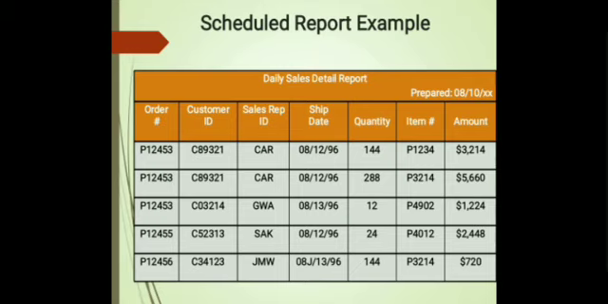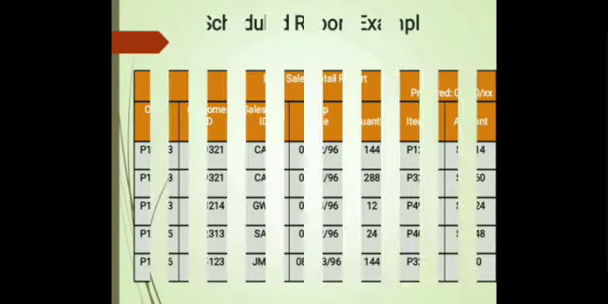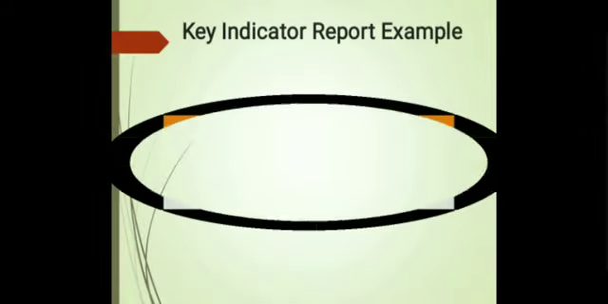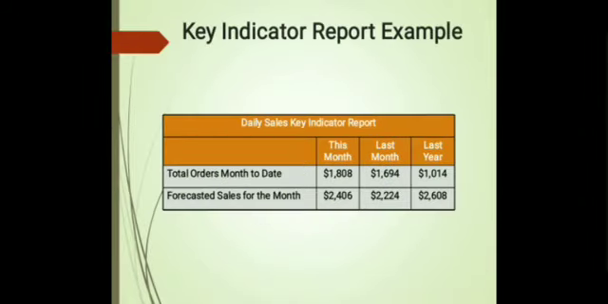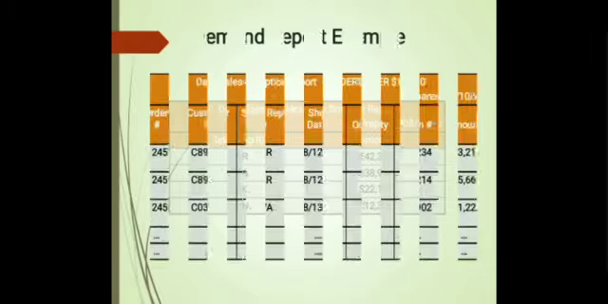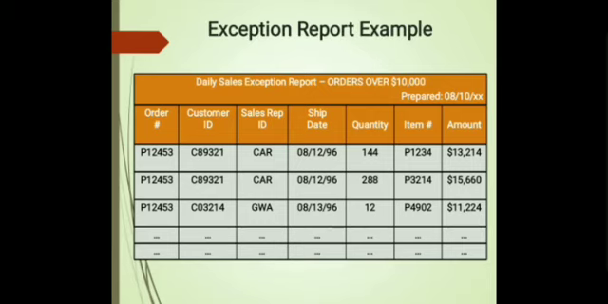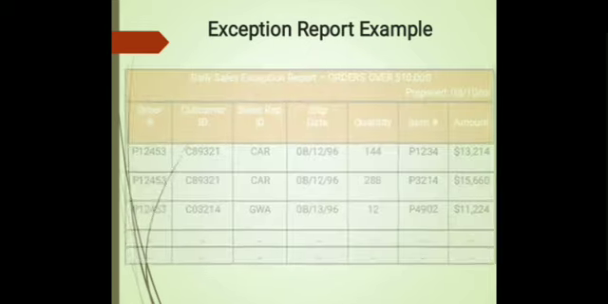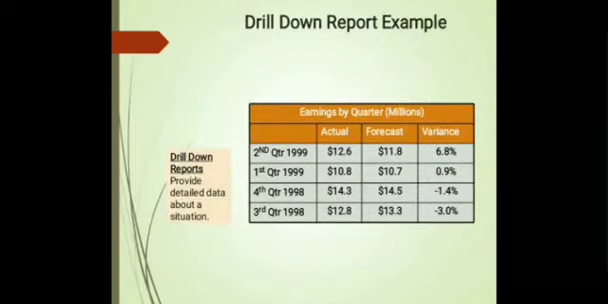As an example for scheduled report, the daily sales report is given here. An example for key indicator report, the daily sales key indicator report is highlighted. An example for demand report, the daily sales by representative summary report is given for your kind information. Exception report example, the daily sales exception report, orders over $10, is given for your kind information.